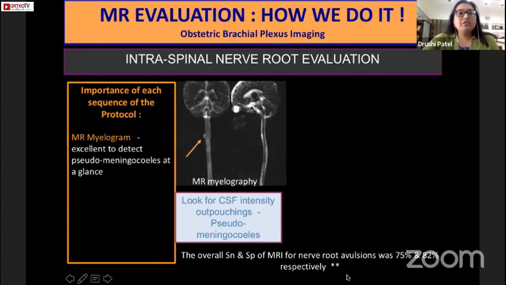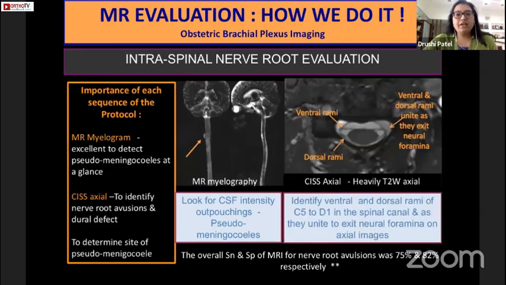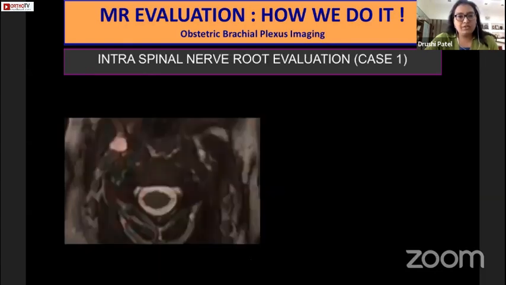Now, evaluation of the intraspinal nerve roots. The MR myelogram can give an excellent depiction of pseudomeningoceles, which are CSF outpouchings, at a glance. And for detailed evaluation, we assess the axial heavily T2-weighted images, and we see the ventral and the dorsal rami coming out of the spinal cord, uniting and exiting the neural foramina against the background of bright CSF. We can also detect pseudomeningoceles, their site and extent, in this particular sequence. And this is the sequence you use to identify the nerve root avulsions.